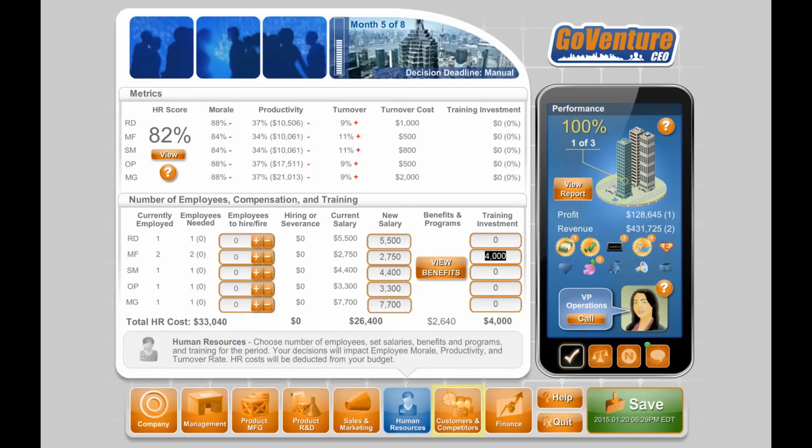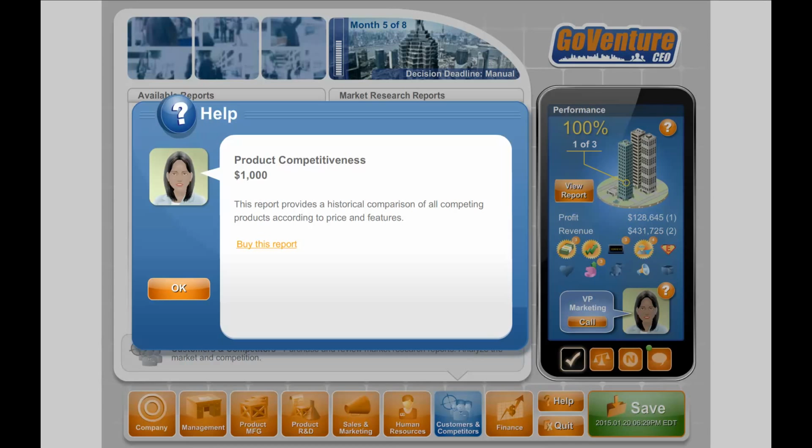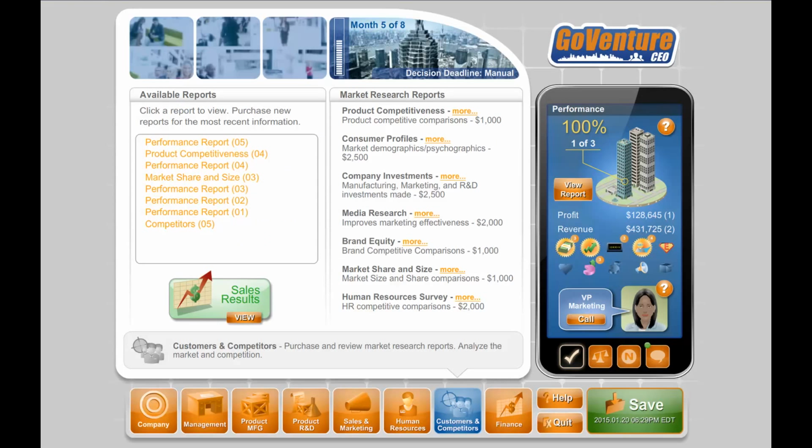Our next stop is the Customers and Competitors screen. Customers and Competitors provides access to a variety of research reports about the market, consumers, and your competitors. Market research is critical in helping you make informed decisions. The reports may be free, or they may cost you money. Click on the More links to learn more about each report to decide whether or not you want to buy it. Once you buy a report, it will appear in the window of Available Reports.